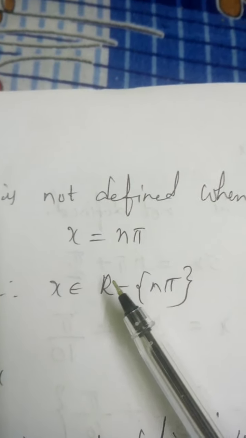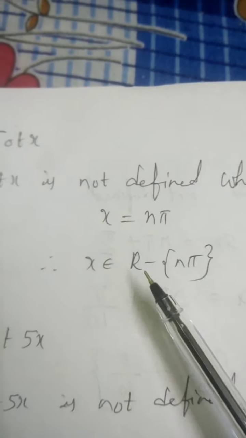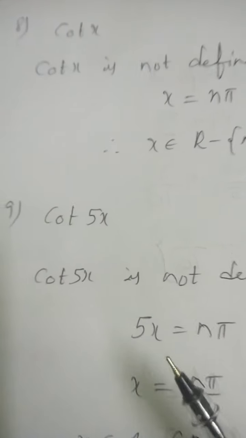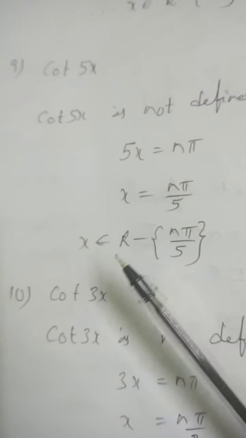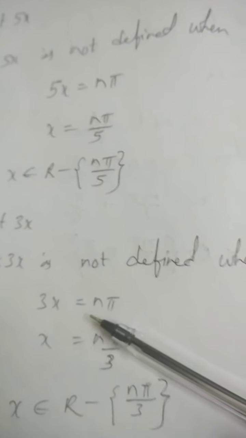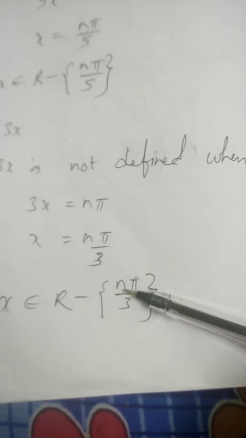Cot x. Cot x is not defined when x is equal to n pi. That is, x belongs to R minus n pi. Cot 5x is not defined when 5x is equal to n pi. So x is equal to n pi by 5. So x belongs to R minus n pi by 5. Cot 3x. Cot 3x is not defined when 3x is equal to n pi or x is equal to n pi by 3. So x belongs to R minus n pi by 3.